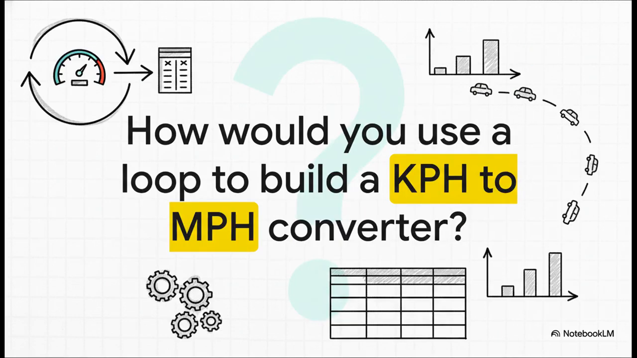So now it's your turn to actually put this into practice. Think about this for a second. How would you use a loop to create a conversion table that goes from kilometers per hour to miles per hour, say from 60 kph all the way up to 130? This is the exact kind of real-world problem that loops are perfect for solving. So give it a shot, and you'll really see just how powerful repetition can be.